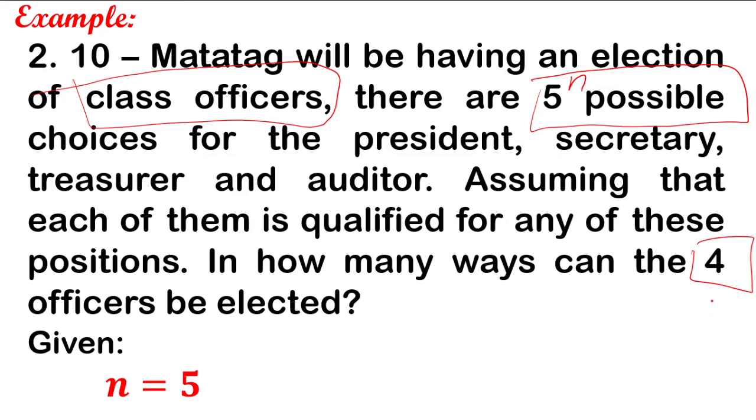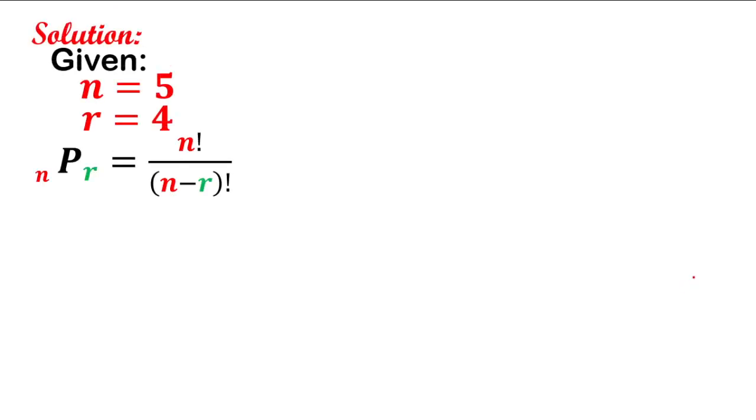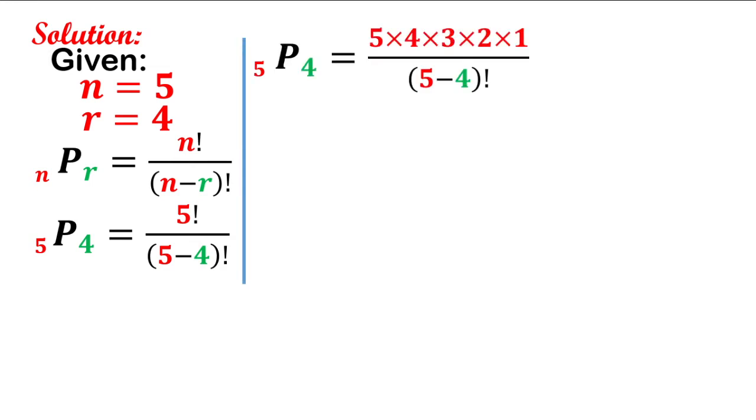Okay? N is 4 and R is 4. Then, substituting it inside our formula, we will now have the permutation of 5 officers taken 4 at a time is equal to 5 factorial over 5 minus 4 quantity factorial. Dun muna tayo sa mahabang way. Okay? 5 factorial means 5 times 4 times 3 times 2 times 1, and 5 minus 4 is 1.